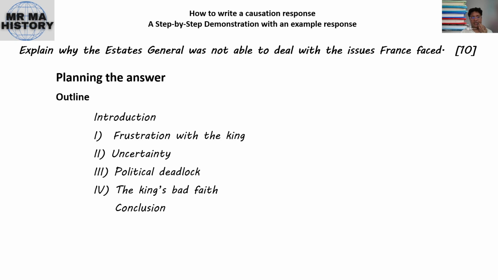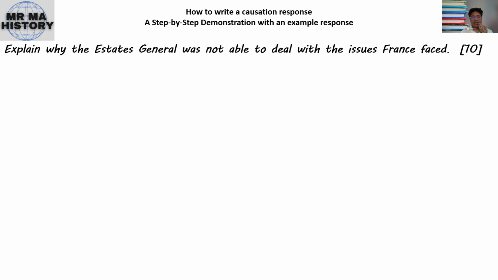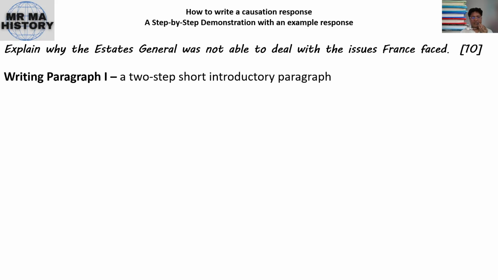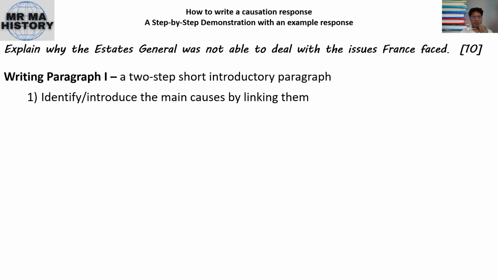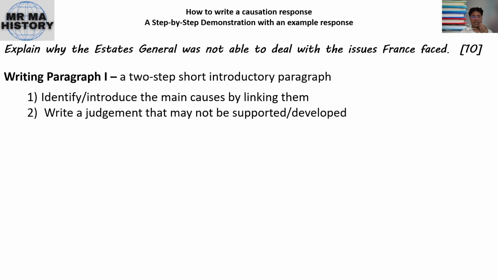Now how are we going to actually do what we have written in this outline? So let's see. First of all, we will write a short introductory paragraph. In answer to this question, what I have written, I can repeat here so that it reinforces. Basically, when you write your introductory paragraph, you do two things. First of all, you introduce or open your causes, the reasons. Secondly, you write a judgment that is not fully developed.